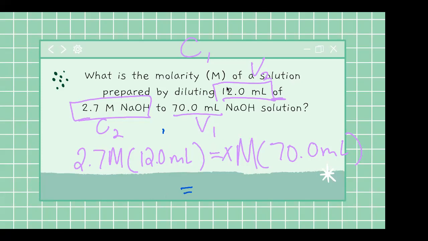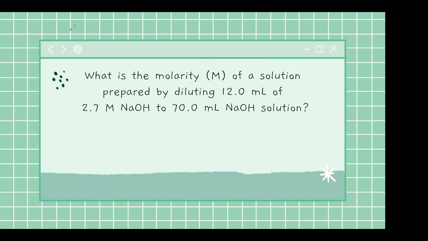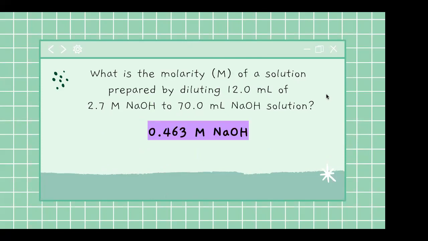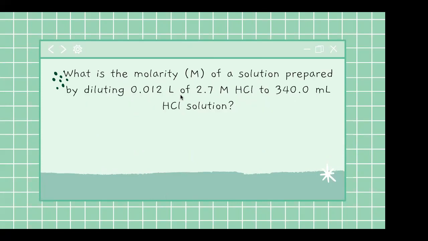0.46. Yeah, 0.46, yeah, perfect. So 0.463, don't ignore that because it's supposed to be 2 sig figs because of 2.7, but yeah, so you guys are right. This was wrong, but same thing. 0.46 molarity of NaOH. Okay, so in the next problem, it's asking for the molarity of a solution prepared by diluting 0.012 liters of 2.7 HCl to 340 milliliters of HCl.